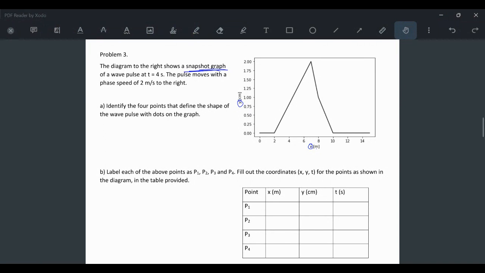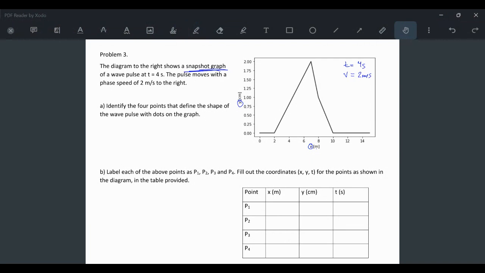Oftentimes you will see a snapshot graph labeled with what time the snapshot has been taken at. In this case, we're told that it's at t equals 4 seconds. You can imagine at 5 seconds a different snapshot, at 6 seconds, etc. The pulse moves with a phase speed of 2 meters per second to the right. So we can label that as well if we want to have it handy.